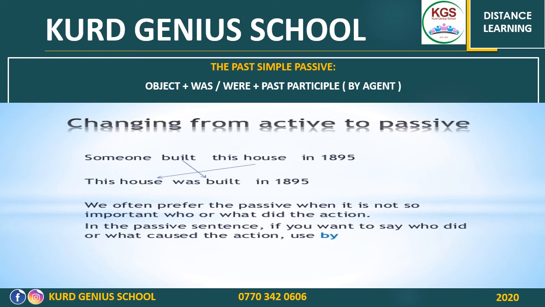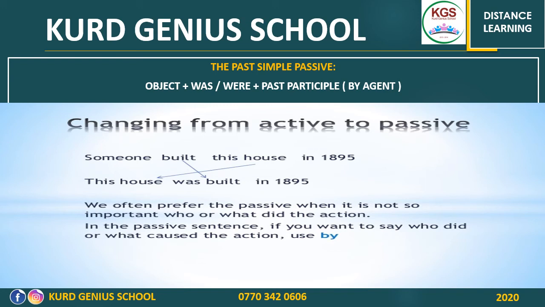So, this house. Okay, the tense is past, and so I have to use was or were because this house is one house and is singular, so I used was. This house was built. You know, the past participle of built is built. It's the same as its past form. So this house was built in 1895. If you want to say who actually did the action, you could say this house was built by someone in 1895. It's all up to you.